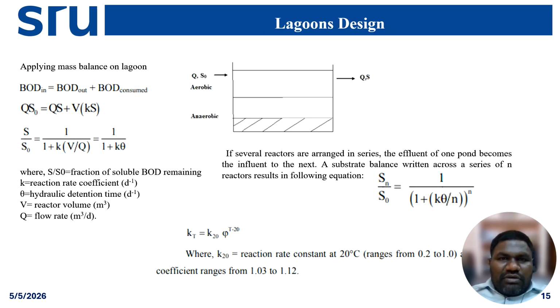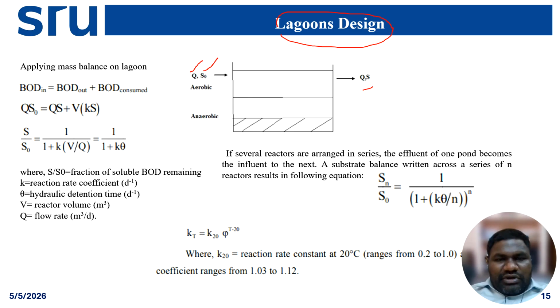So this is one of the important designs in the aspect of environmental engineering. So how to design the lagoons? Lagoons and ponds both mean the same thing. You see here this is the kind of pond. Initially the flow rate will be Q, then the initial BOD concentration will be S naught.